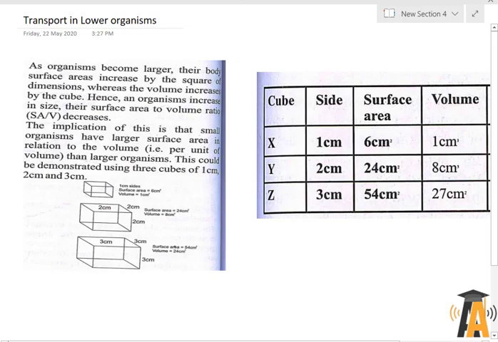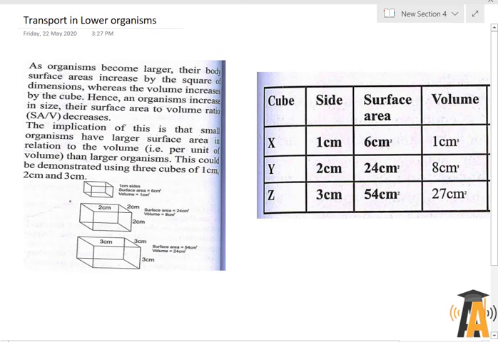Now we'll be looking at transport in lower organisms. So allow us to pay a little attention to this. I will be explaining this with the diagram and the table together. As organisms become larger, their body surface area increases by the square of their dimensions. You have it on your screen, you can read that, so I'll just do the explanation.